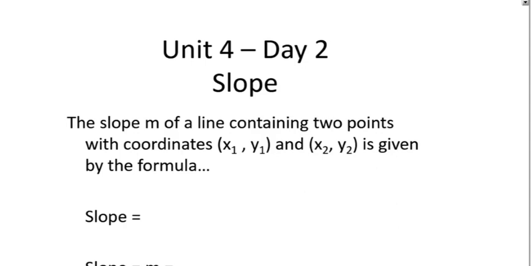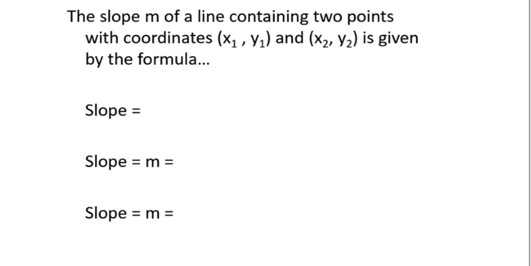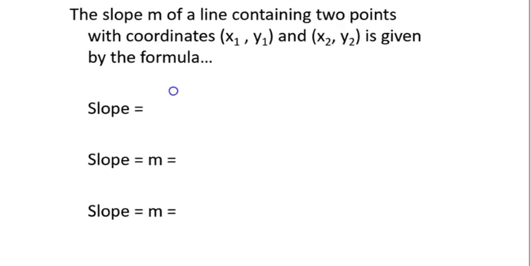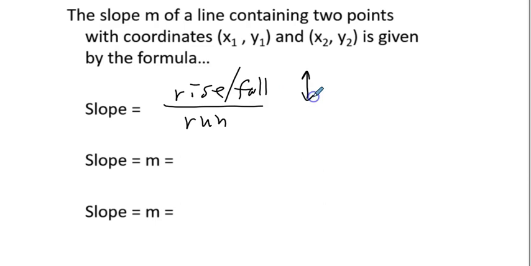All right, A2, slope. The slope M of a line containing 2 points with coordinates x1, y1, x2, y2 is given by the formula. So the general idea and the long little adage for slope is rise over run, which is a nice little way to remember it, and it sounds cool because they're both R words, but really it's not always rising, sometimes it's falling. So I like to say rise, fall over run. In other words, you know, the up, down over the left and right, which way it's going.